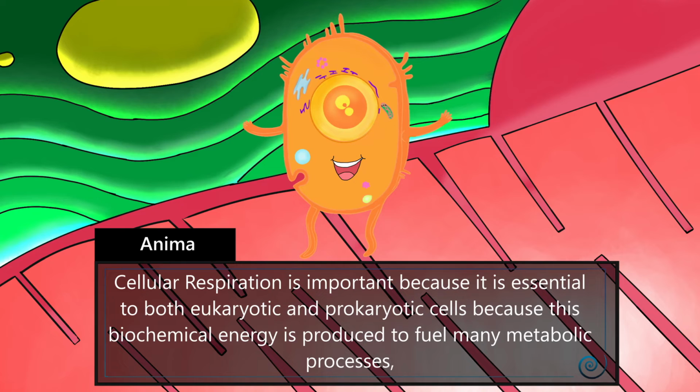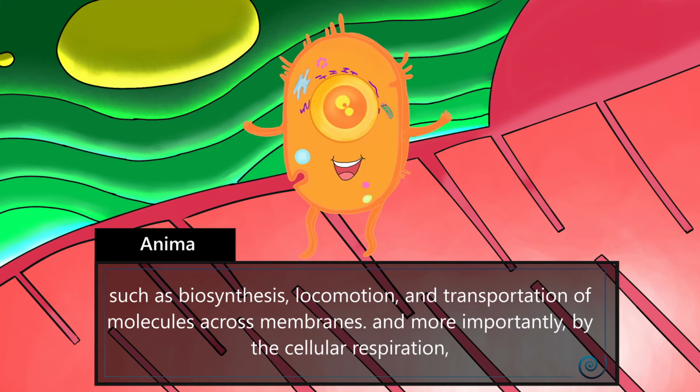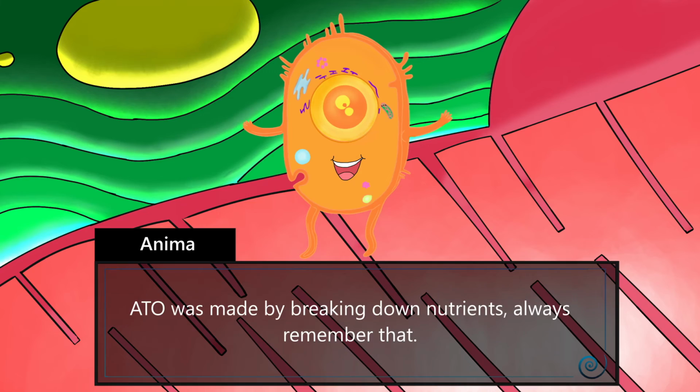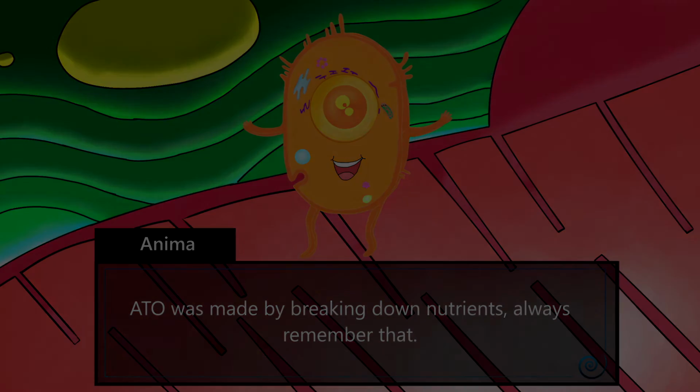Cellular respiration is important because it is essential to both eukaryotic and prokaryotic cells. This biochemical energy is produced to fuel many metabolic processes such as biosynthesis, locomotion, and transportation of molecules across membranes. And more importantly, through cellular respiration, ATP is made by breaking down nutrients. Always remember that.